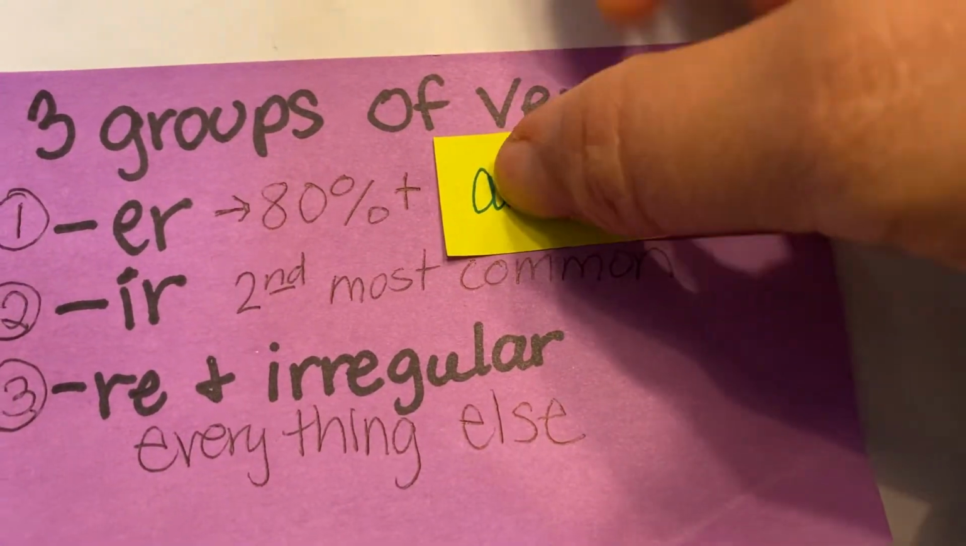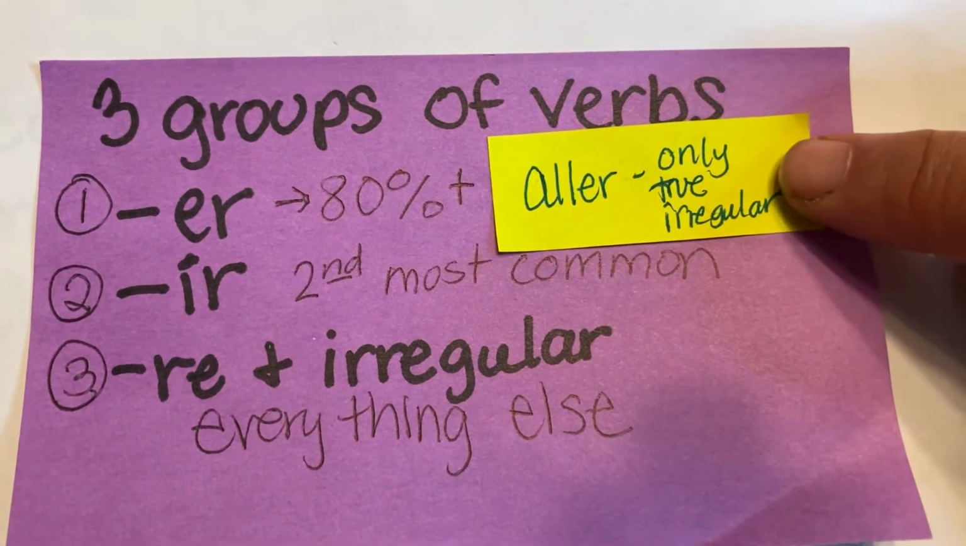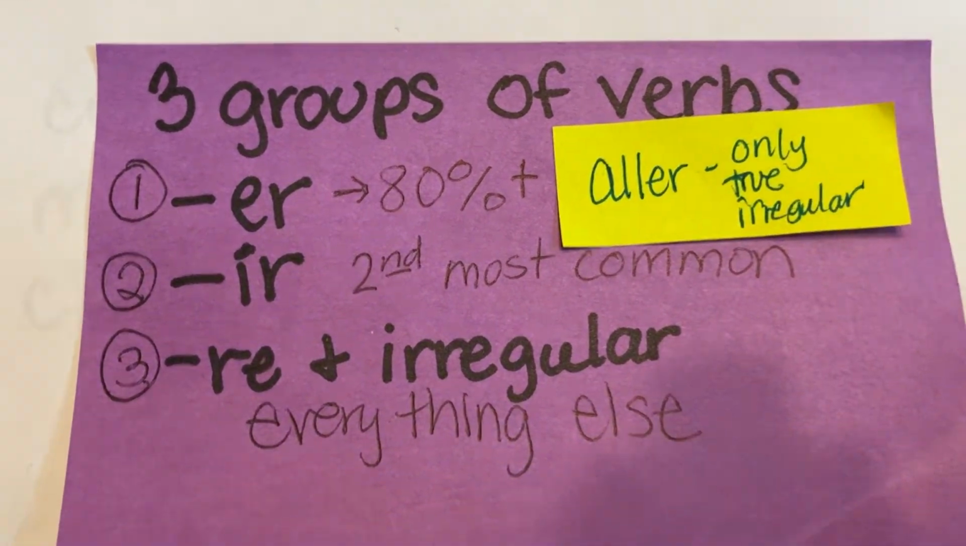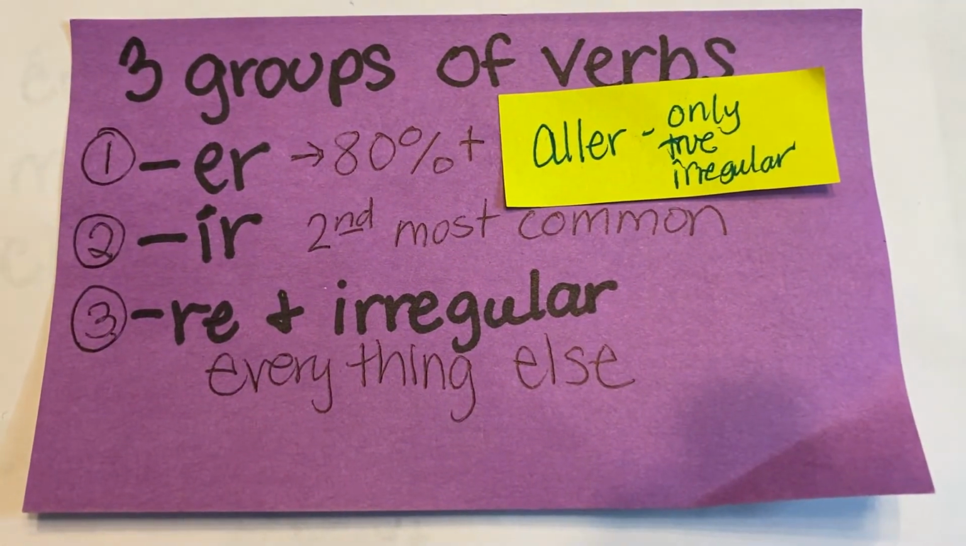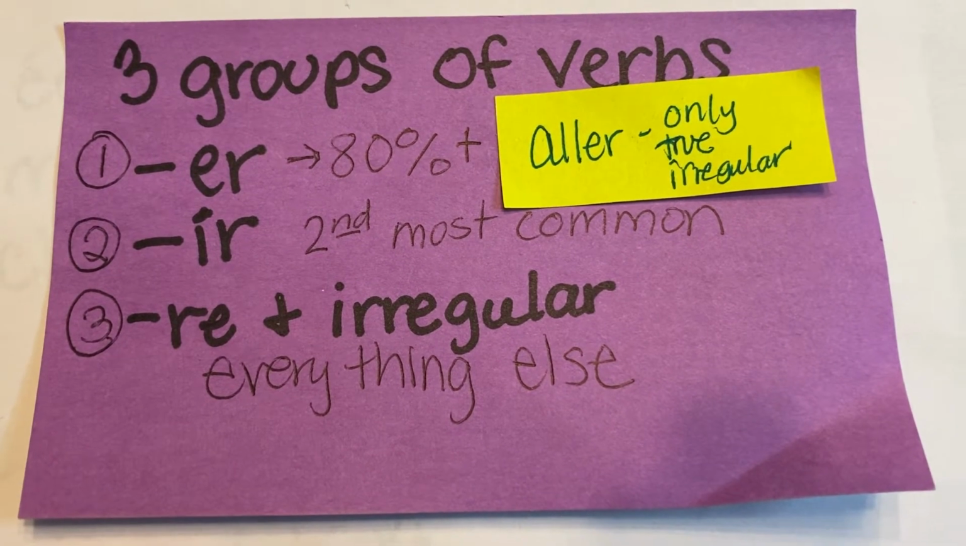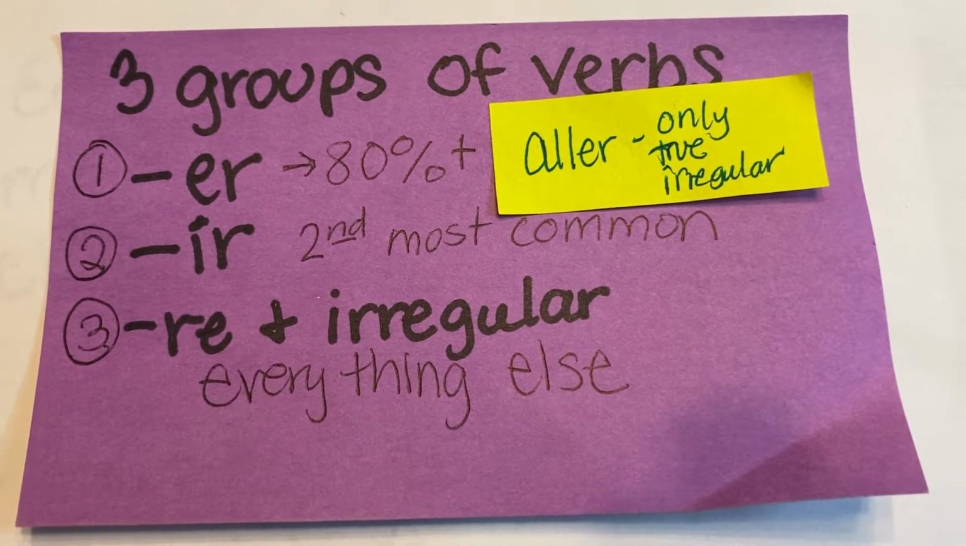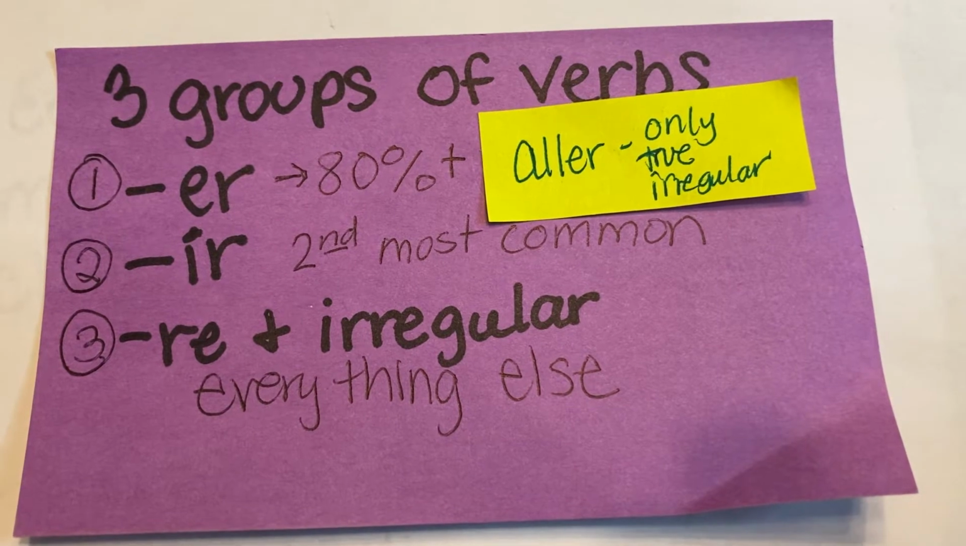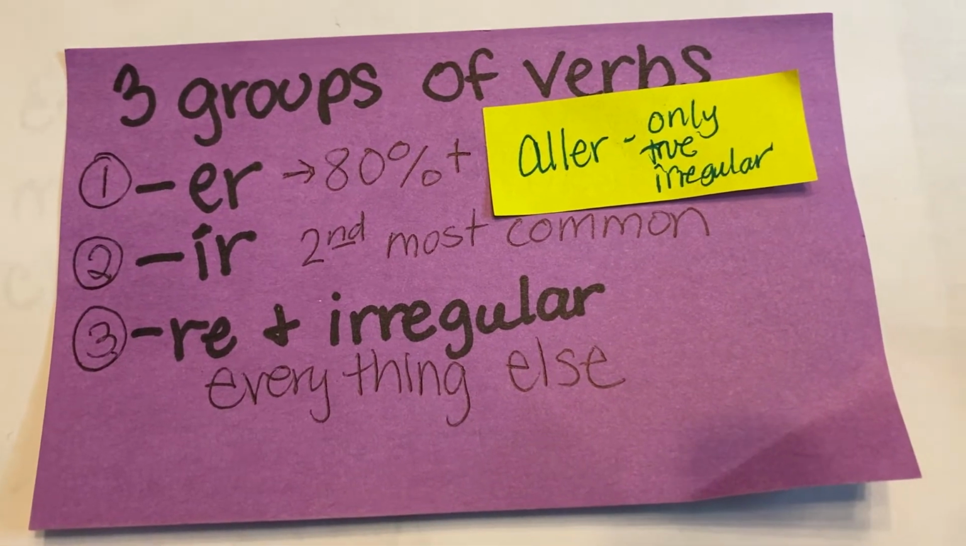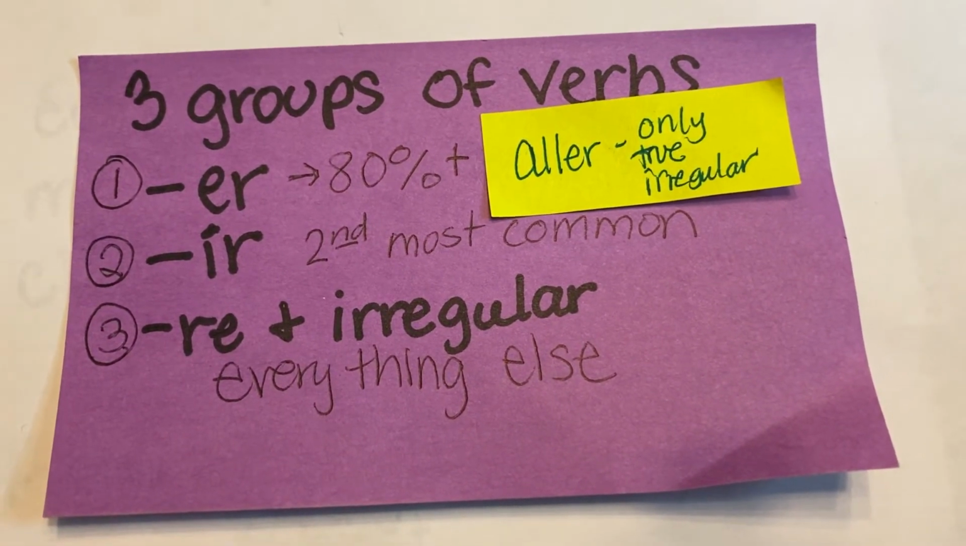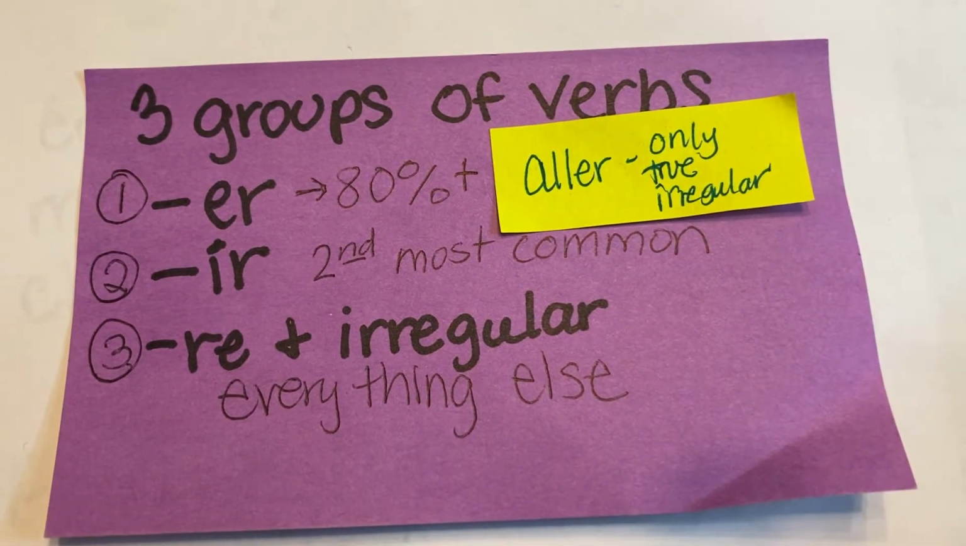Now, the good thing about the ER verbs is that most of them are regular. You only have one true irregular, and that's aller. Okay, aller means to go. It is the only true irregular ER verb. There are a few that change spelling. There are a few that change accents. But for the most part, they're going to follow this pattern.